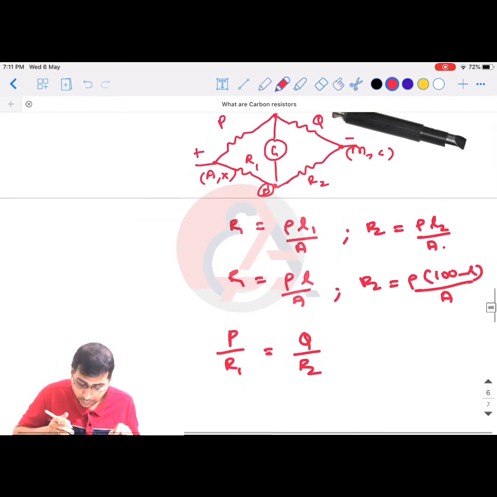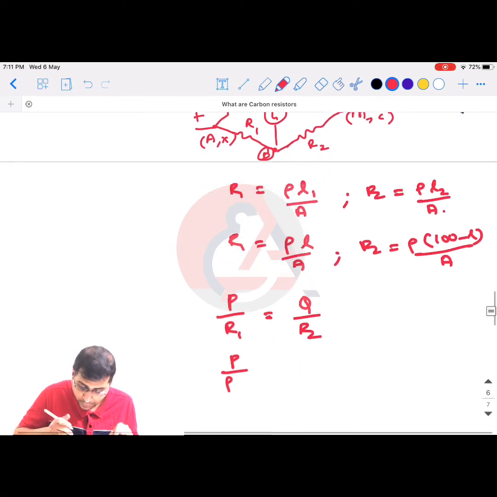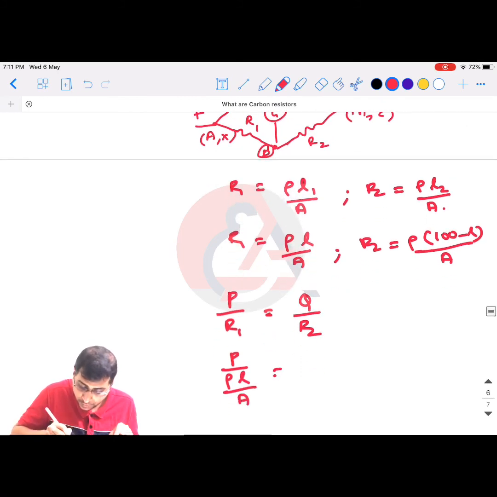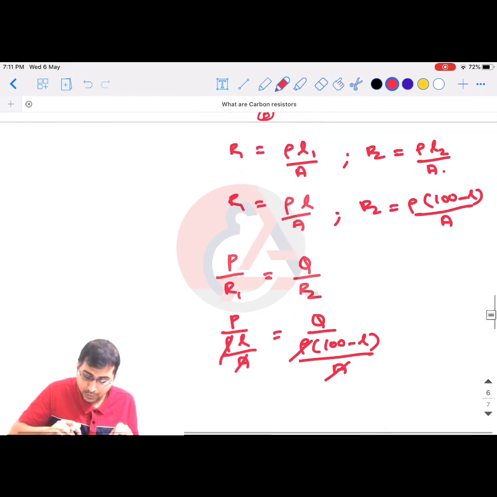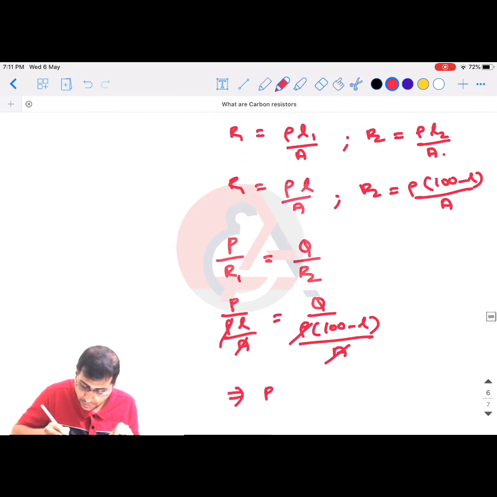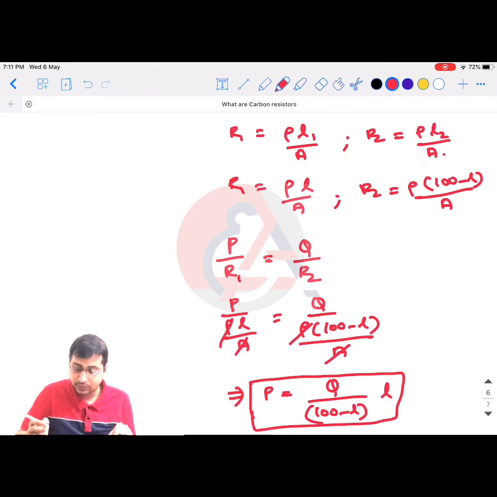Right. Now P divided by R1, the value of R1 is rho into L divided by A, is equal to Q, which is a known resistance, divided by R2, which is rho into 100 minus L divided by A. So rho by A will get cancelled, which implies P is equal to Q divided by 100 minus L, into L. So this is going to be the formula for the unknown resistance, and this is what you will be using in the lab as well.